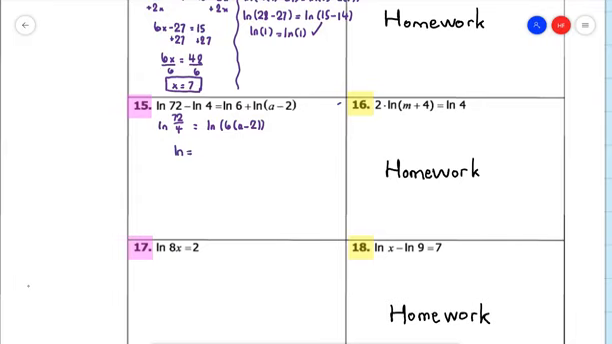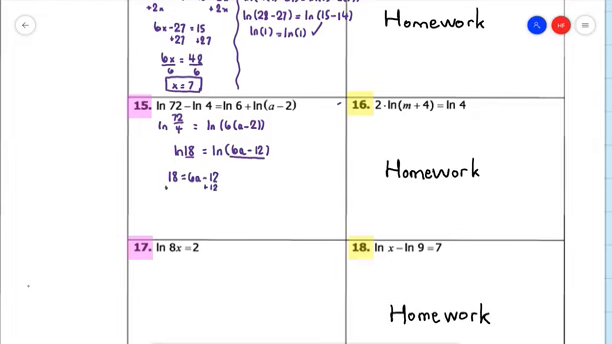72 divided by 4 is 18. So that's ln of 18 equals ln of 6a minus 12. Now we have natural log equals natural log, so we'll set those equal to each other. 18 equals 6a minus 12.